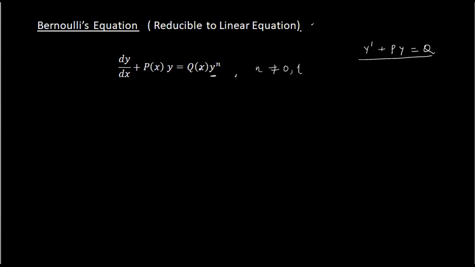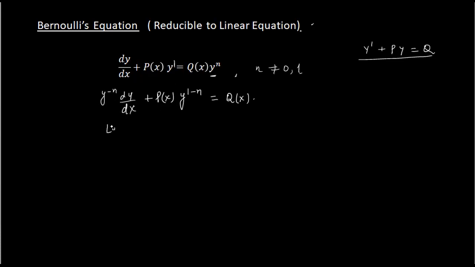In order to reduce it into a linear differential equation, let us multiply both sides by y raised to the power negative n. So we can rewrite this as y raised to the power negative n dy over dx plus p sub x into y raised to the power 1 minus n, because we multiplied both sides by y raised to the power negative n and the exponent of y is 1, equals q sub x into y raised to the power 0.